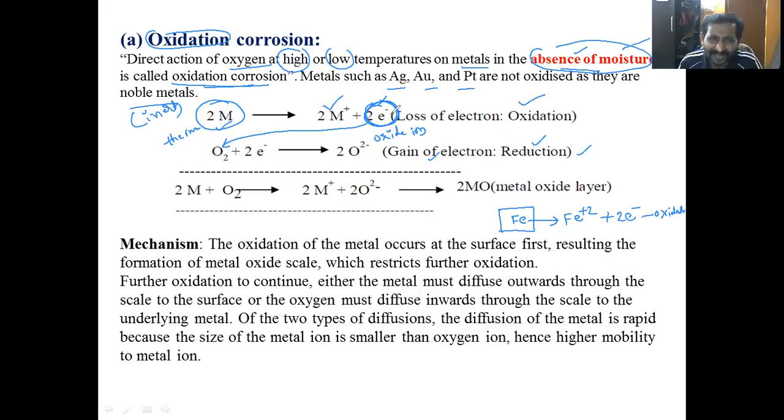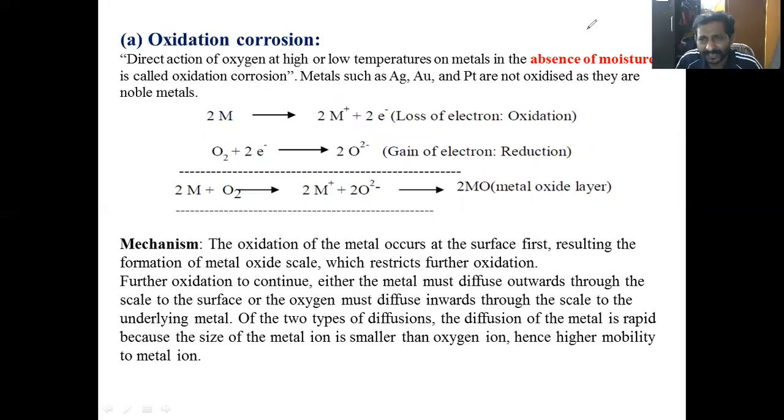In the net reaction, the electrons cancel. So the net reaction: the metal reacts with oxygen, 2M2+ and 2O2-, two oxide ions are there. These combine to form the metal oxide. A metal oxide layer is nothing but rust. So rust is formed like this. We can discuss it in the next slide, and you can clearly understand it with the diagram.